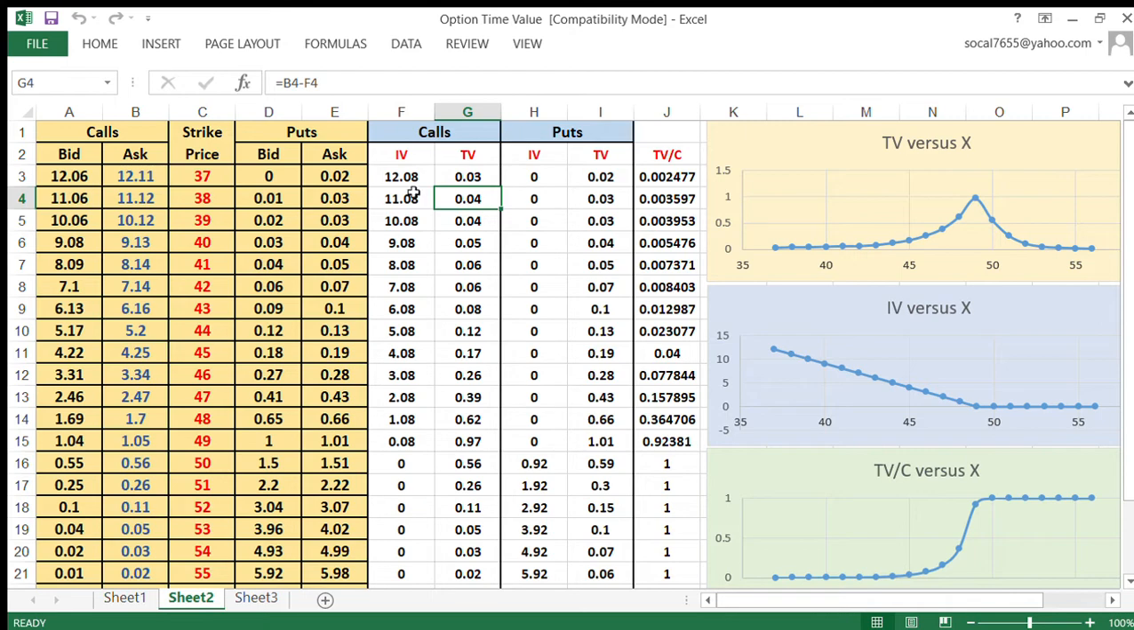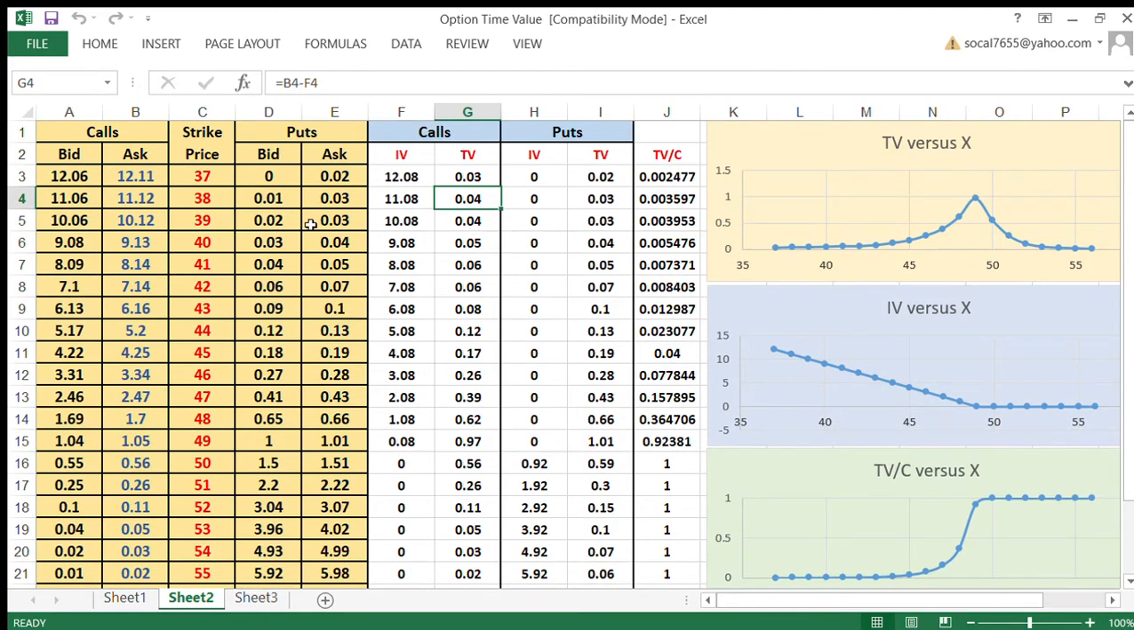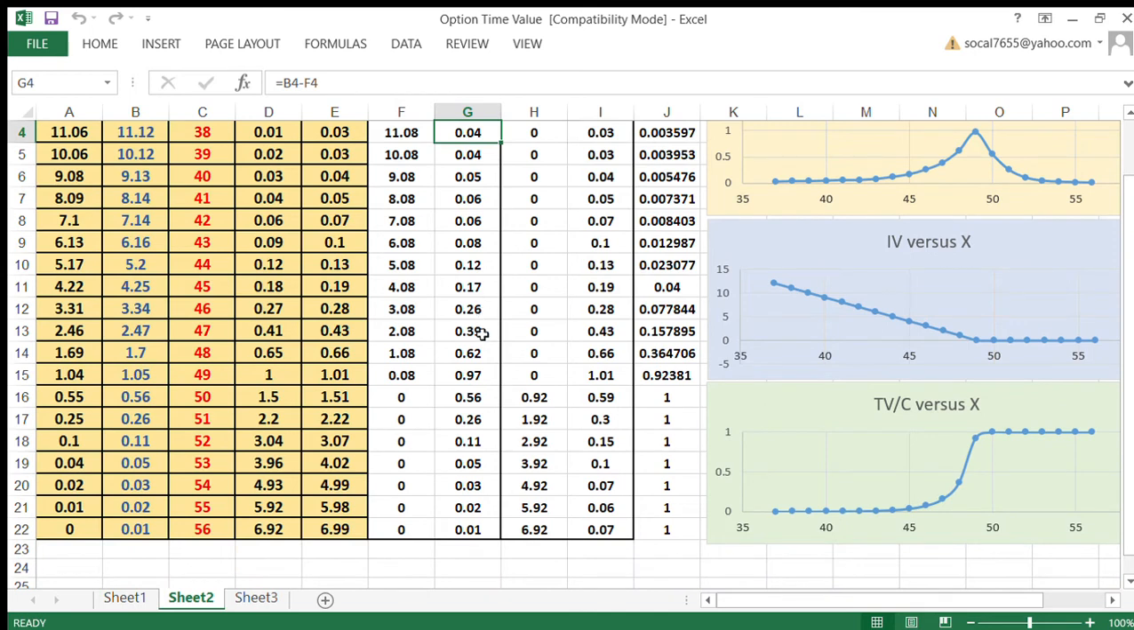So let's just look down here at the strike prices running from 37 all the way down to 56, and see what we got. Well, let's see how time value behaves. 3 cents, 4 cents, 4, 5, 6, 6, 8, 12, 17, rising, 26, 39, 62, 97.